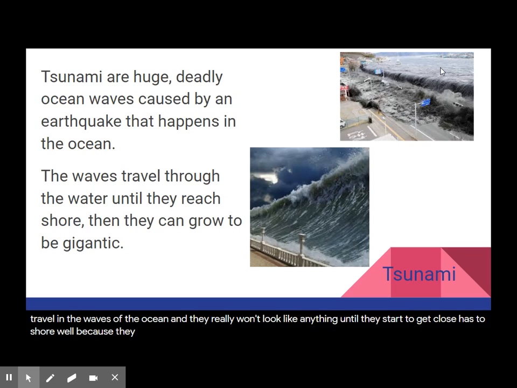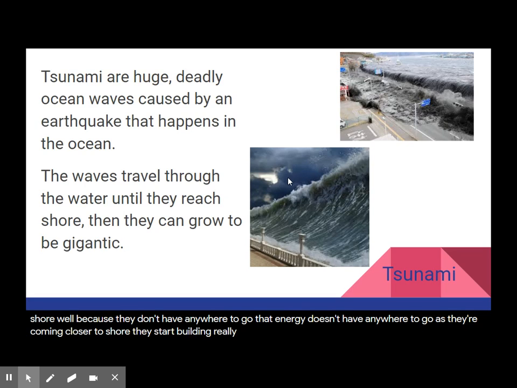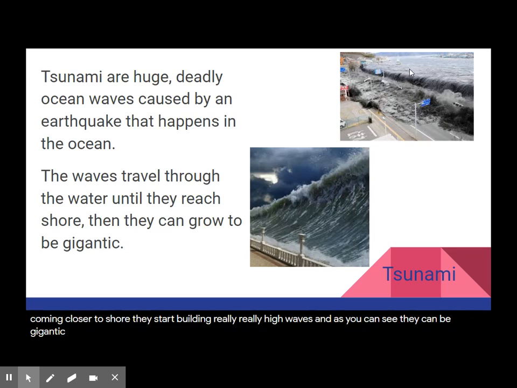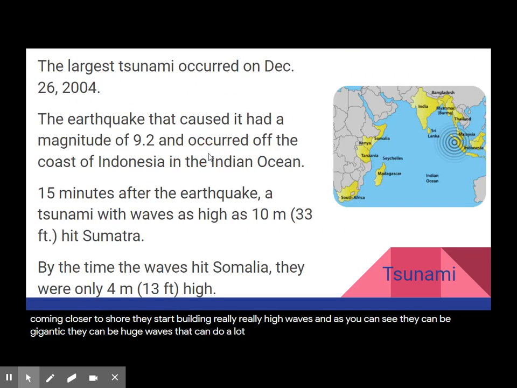Well, because they don't have anywhere to go, that energy doesn't have anywhere to go as they're coming closer to shore. They start building really, really high waves. And as you can see, they can be gigantic. They can be huge waves that can do a lot of damage.